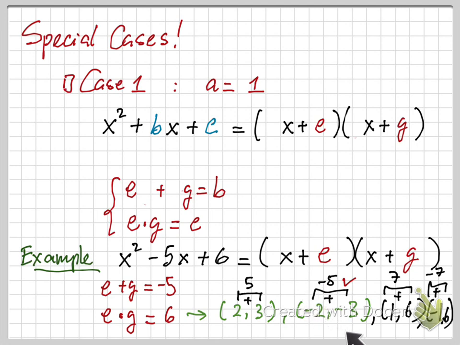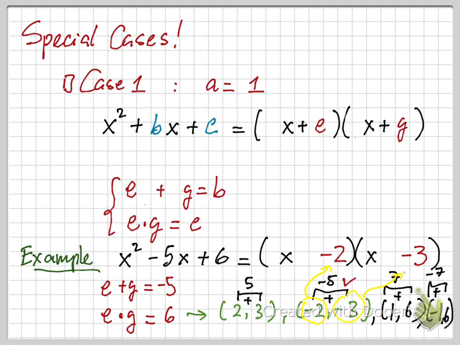First, multiply these two numbers, you get 6. When you add these two numbers, you get negative 5. All right, I'm replacing this negative 2 into e and negative 3 into g. You get your binomial factors. So in conclusion, x squared minus 5x plus 6 equals x minus 2 times x minus 3.